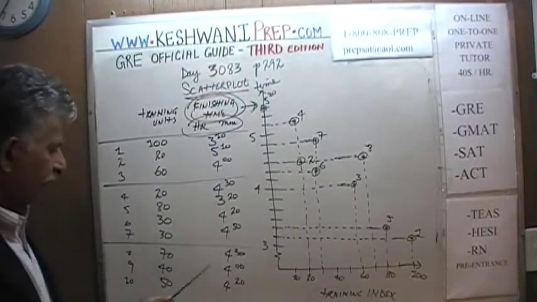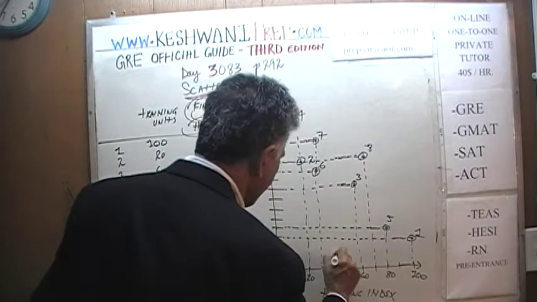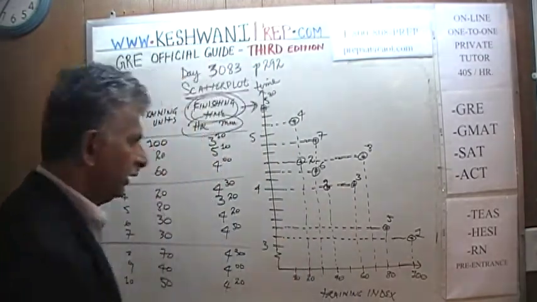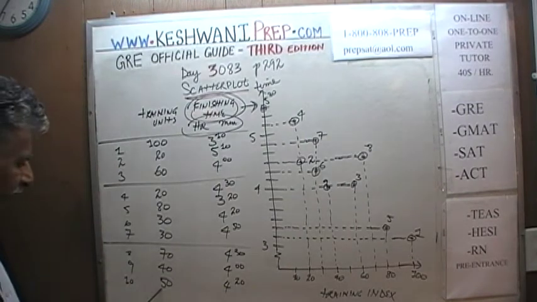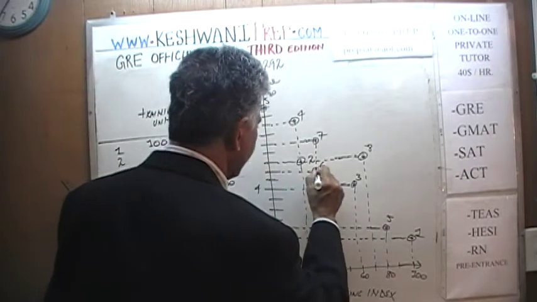And then we have 40 and 4. Right here is 4. This is 40. That was number 9. The penultimate one, and finally the ultimate one, the final one, 50 and 420. 1 and 2, 50 and 420.